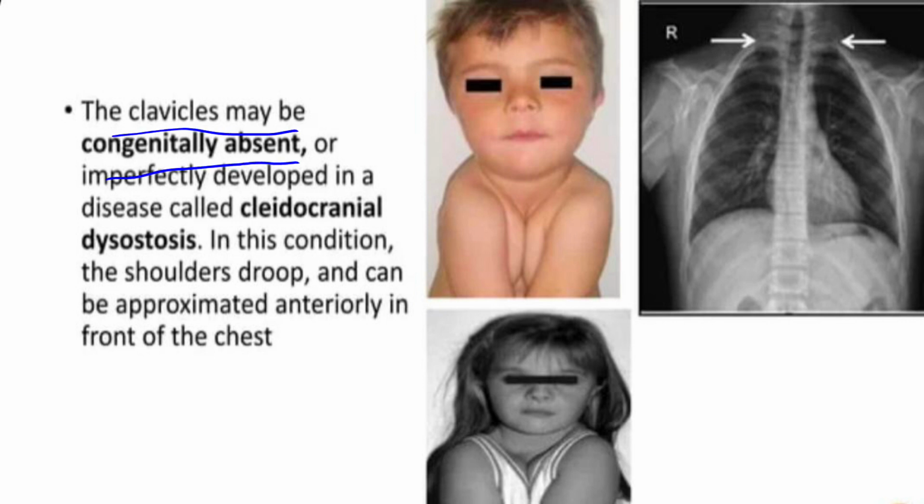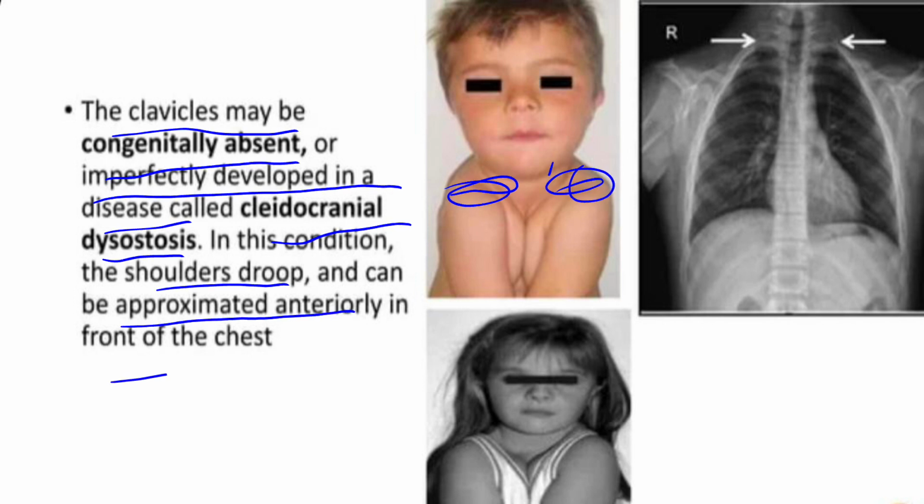Clavicles may be congenitally absent or imperfectly developed in the disease called cleidocranial dysostosis. In the following diagram, you can see that there are no clavicles or there is poor development. In this condition, the shoulders drop and can be approximated anteriorly in front of the chest.